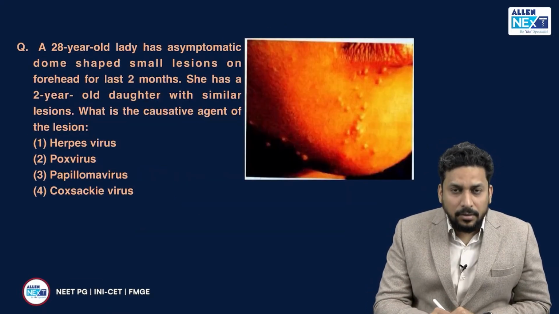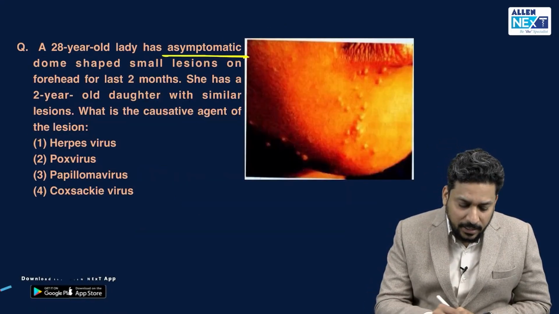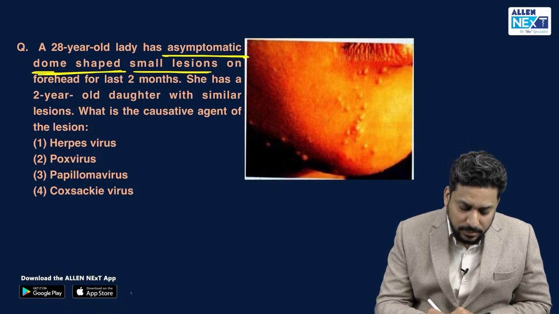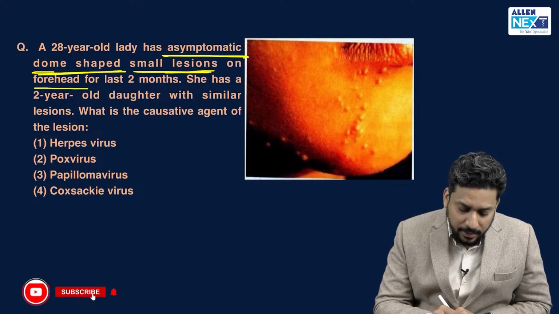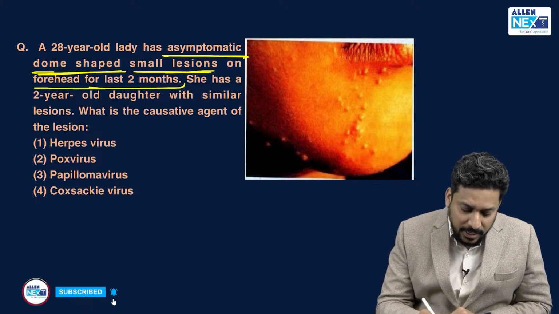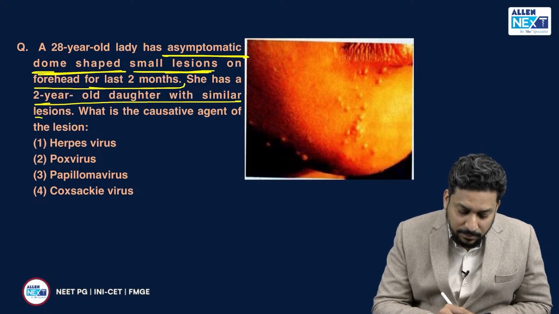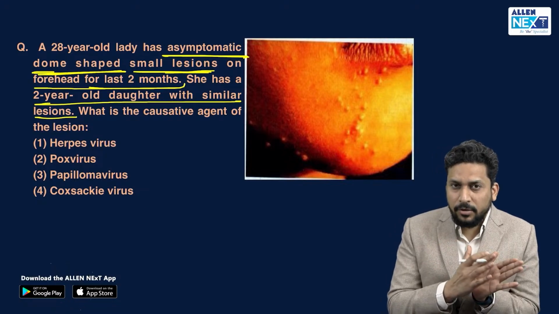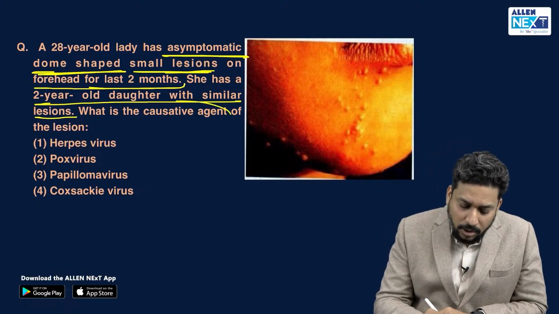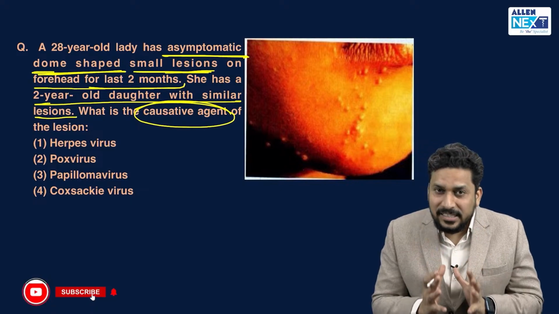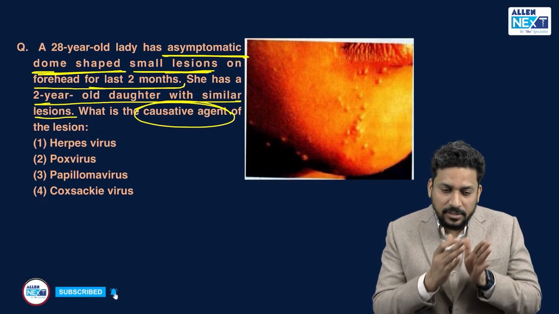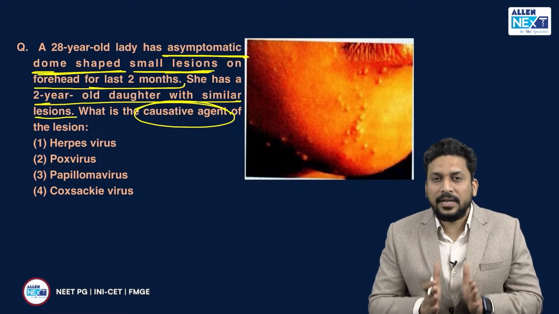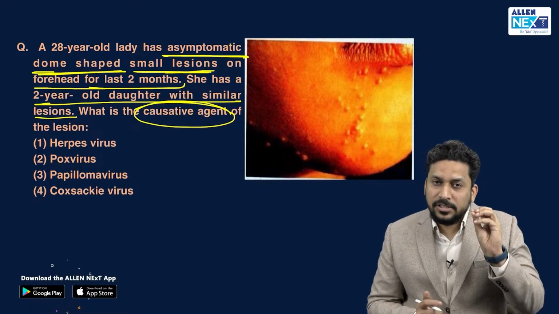Then 28-year-old lady with asymptomatic dome-shaped small lesions, known as papules, on forehead for last 2 months. She has a 2-year-old daughter with similar lesions. So what they want to tell about this condition is that it is contagious. It is spreading from mother to the child. And what is the causative organism? So do you know any contagious condition, any infective condition which can transmit from one person to another, from mother to the child due to close contact and having dome-shaped small lesions?